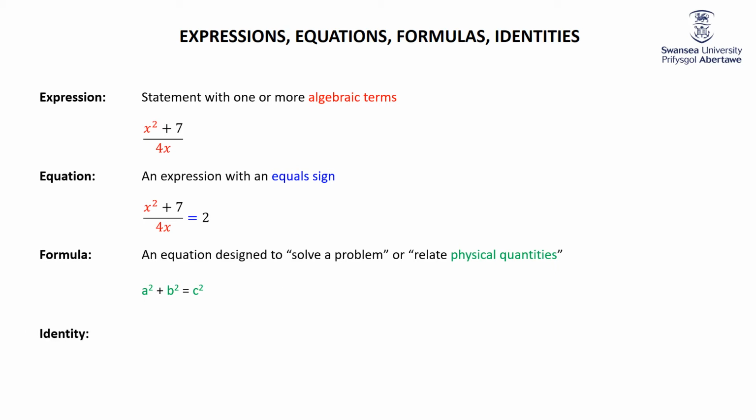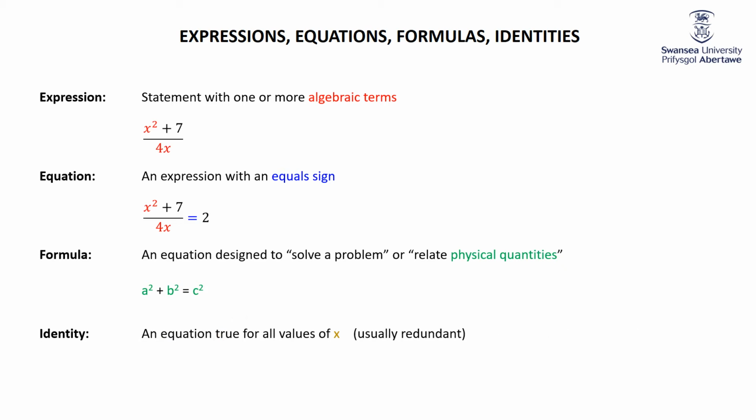Now the last thing, an identity. I queried in my mind whether or not it was worth talking about, but it's there, we might as well define it. An identity is an equation that is true for all values of x. So for example, this equation here was only true for two values of x, but an identity is an equation that's true for all values of x.